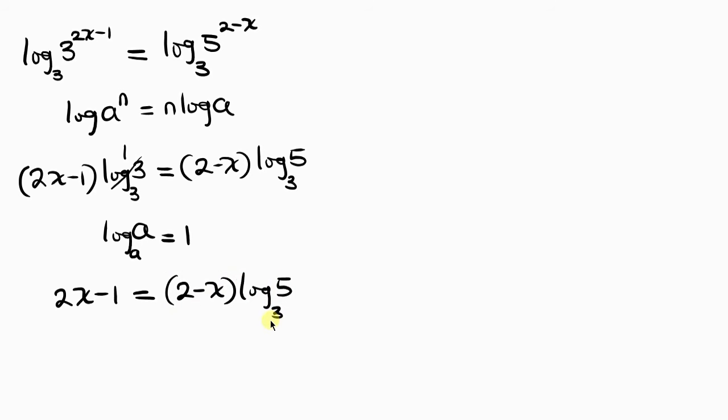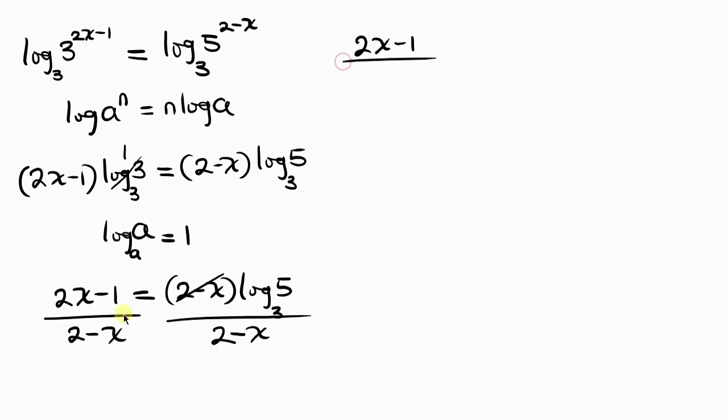Our next step will be for us to divide both sides by 2 minus x. So I'll divide the left-hand side by 2 minus x. I'll also divide the right-hand side by 2 minus x. Now notice that 2 minus x cancels out, leaving behind 2 to the x minus 1 all over 2 minus x to be equal to log 5 base 3. Remember, this cancels out from here. So this is what we have here.